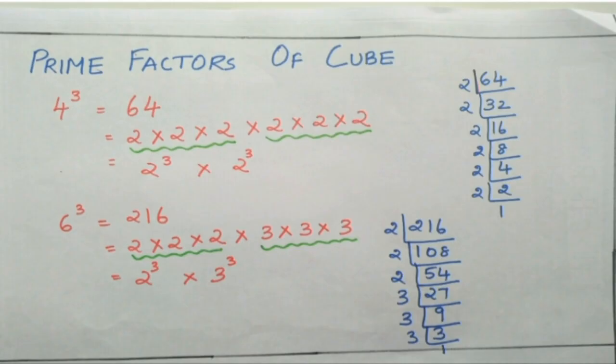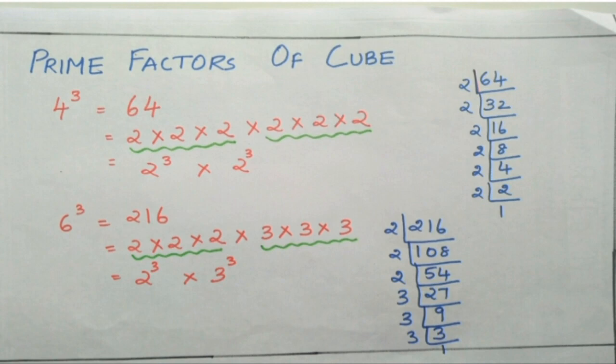And now students, we will see the prime factors of a cube. See, here I have given you the example of 4 cube. What is 4 cube? 64. So what are the factors of 64? See, 64 is divisible by 2. How many times? 32 times. 32 again divisible by 2, 16 times. 16 again divisible by 2, 8 times. 8 again divisible by 2, 4 times. 4 again divisible by 2, 2 times. And 2 again divisible by 2, 1 time. So what factors did I get? 2 into 2 into 2, 2 into 2 into 2.